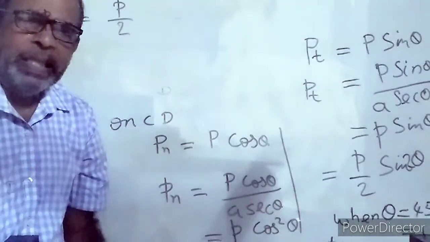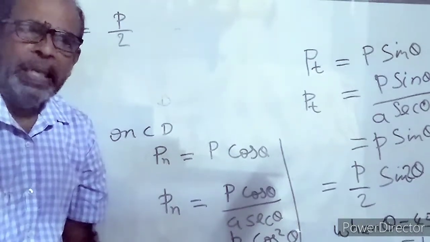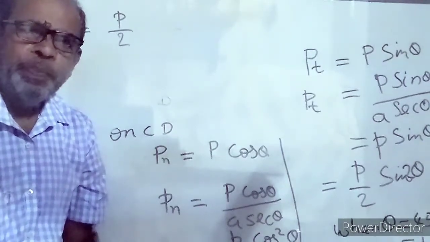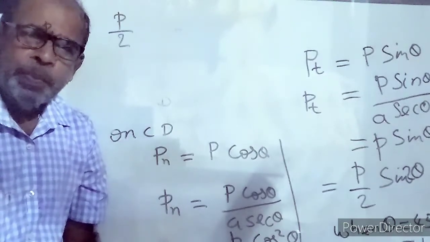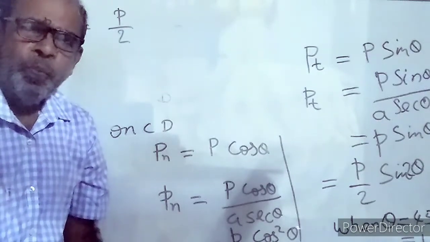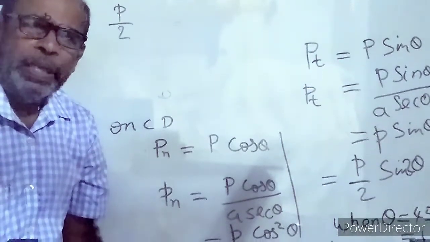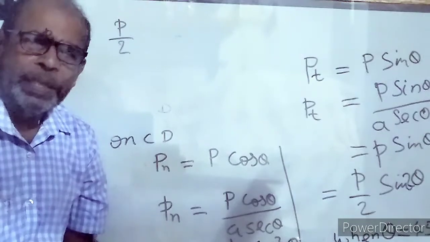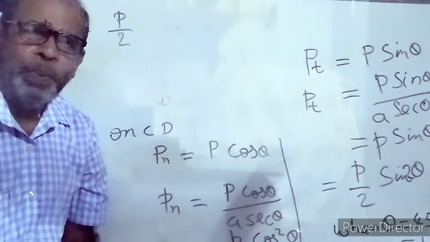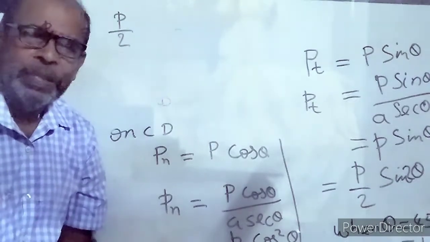For principal stresses and strain, consider a body. Consider a point in a body, in a material, and a plane that passes through that point. On that plane, only normal forces are there. That plane is called the principal plane, and that normal stress is called the principal stress.